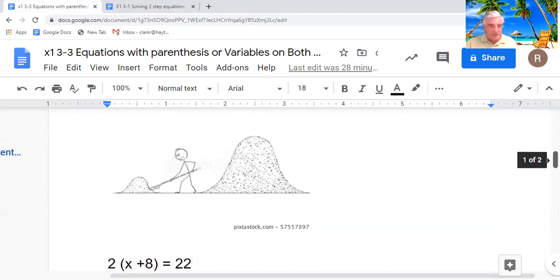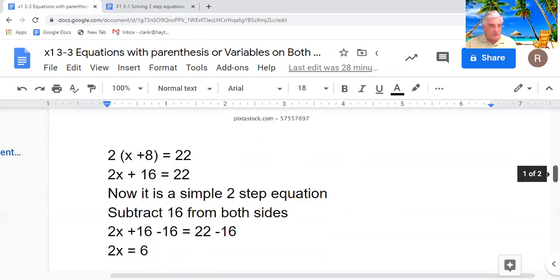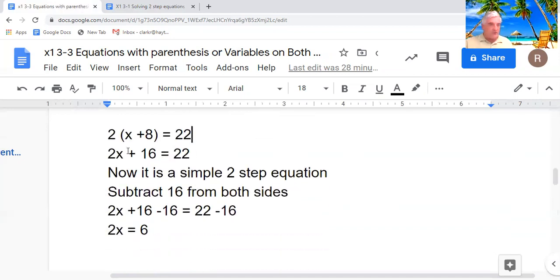Let's look at my first example. It's just parentheses. Now, what do you do with the parentheses? You distribute. 2 times x, 2 times 8, right? Is that what I did? 2 times x, 16. I got 2x plus 16 equals 22. Now, what do you do? You subtract 16 from both sides. You get 2x equals 6. And I didn't finish that problem, apparently, because I don't care what 2x is. What do I want to know?